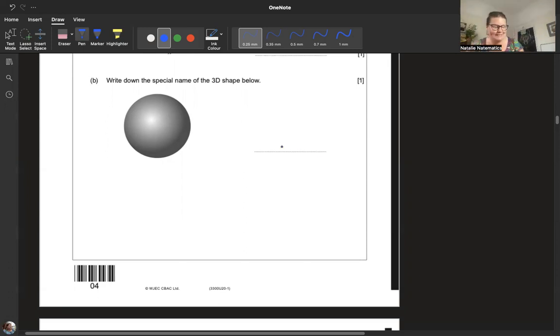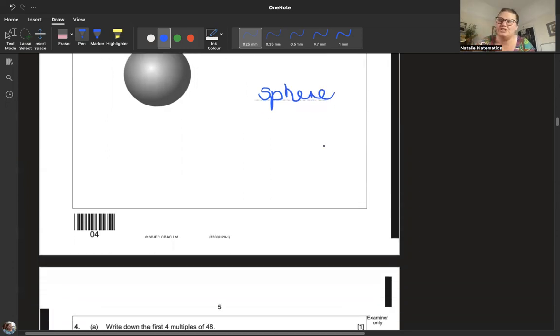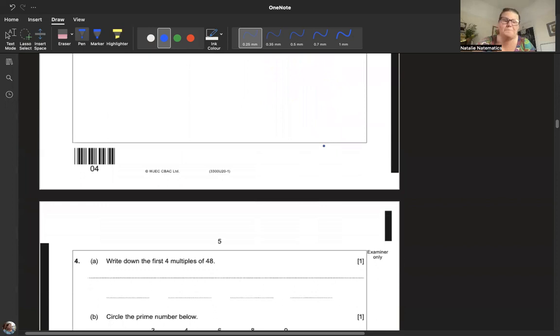So anyway, this one is a sphere. So SPH. I know I'm doing this for a young lady who is going to be doing this in Welsh anyway, but if you're watching this for English, obviously sphere.